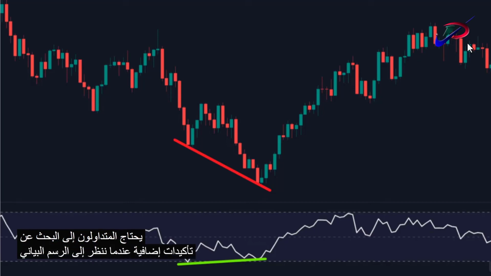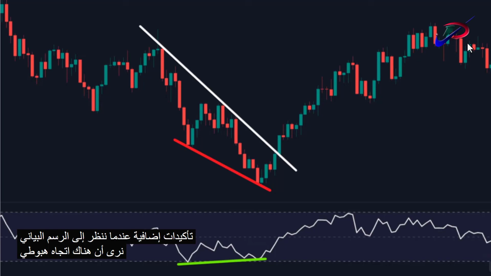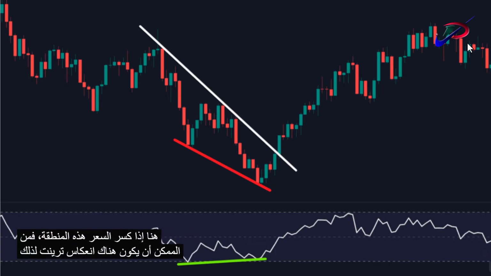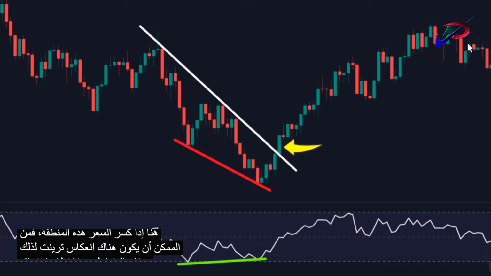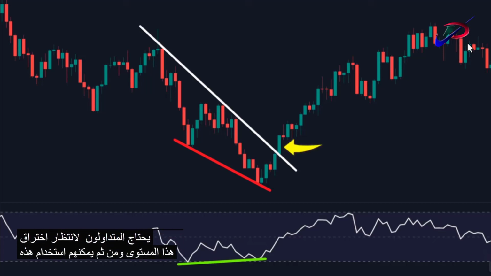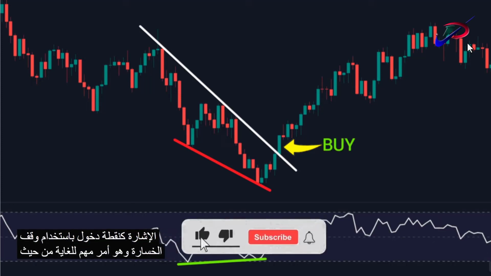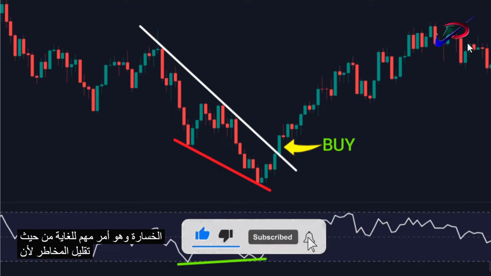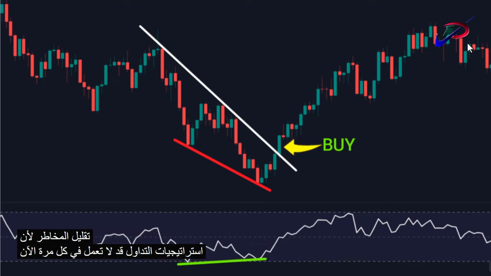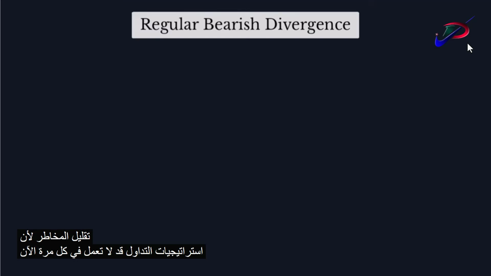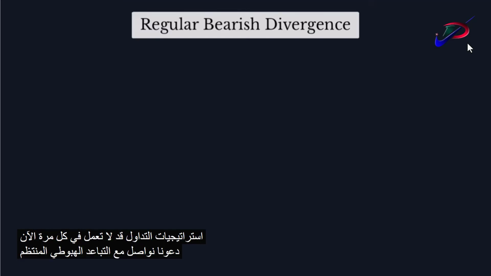When we look at the chart, we see that there's a downward trend in here. If the price breaks this area, there can be a trend reversal. Therefore, traders need to wait for the breakout of this level, and then they can use this signal as an entry point. Using a stop loss is very important in terms of reducing the risk, because trading strategies may not work every time.